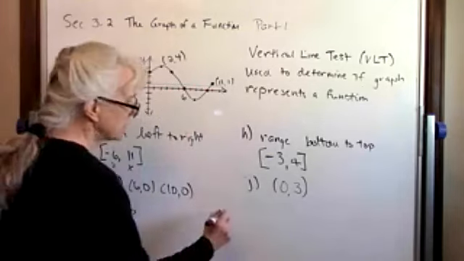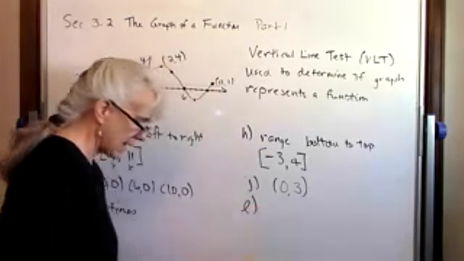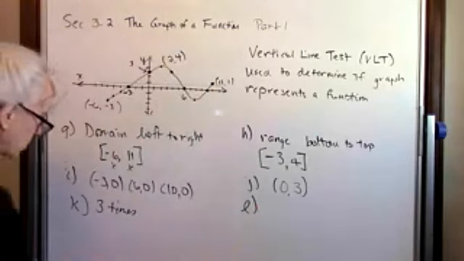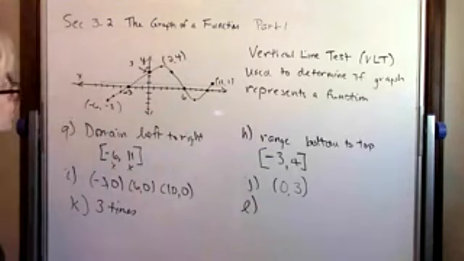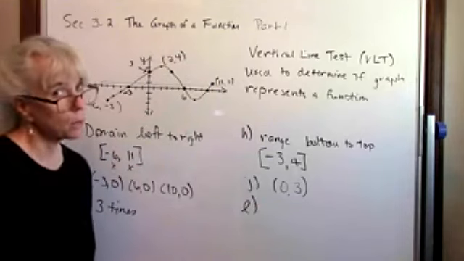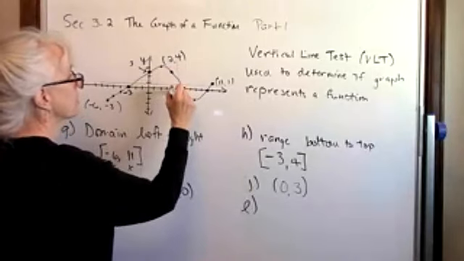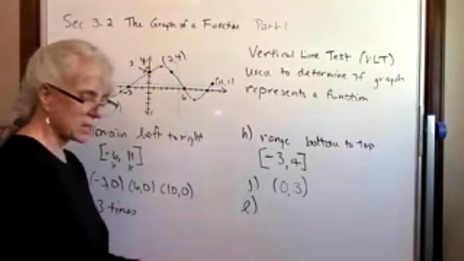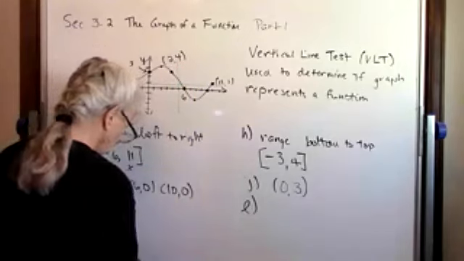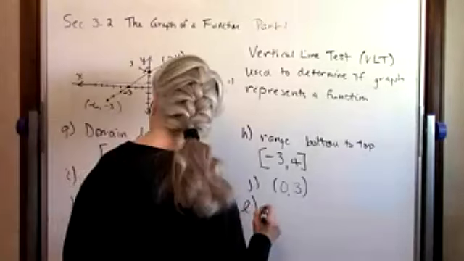Part L is asking, how often does the line x equals 5 intersect the graph? Well, wait a minute. x equals 5 is a vertical line, and because this is a function, this better be just one time. So I'm going to come over here to 5 on the X-axis and draw a vertical line. And sure enough, it only intersects the curve one time. So it's a function. So this is one time.